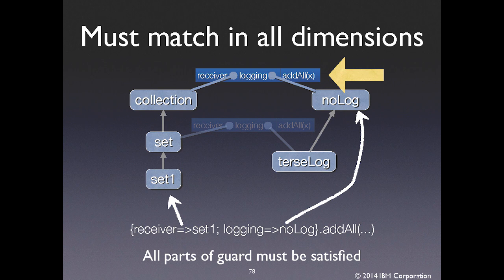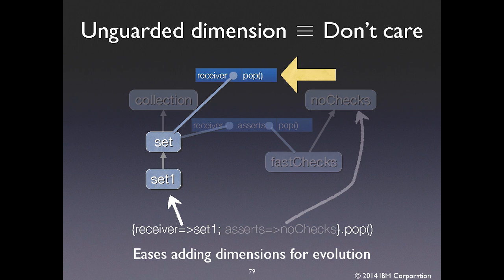So here I have a message to a set with no logging. This slot is only for terse logging, so the top slot's got to be the one found by dispatch. Every piece of a guard in a slot has to be satisfied. As I mentioned before, if I have an unguarded dimension, that means don't care. So here where I've got no checks for my assertion, this bottom one says fast checks. The top one doesn't care what the assertion dimension is. The top one can match.